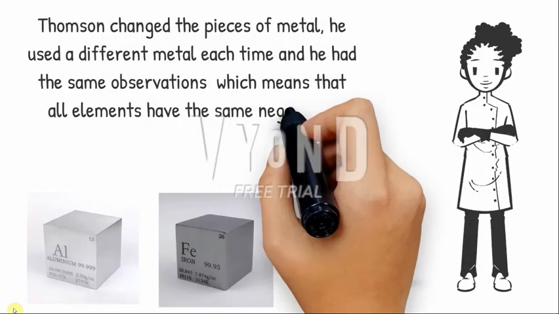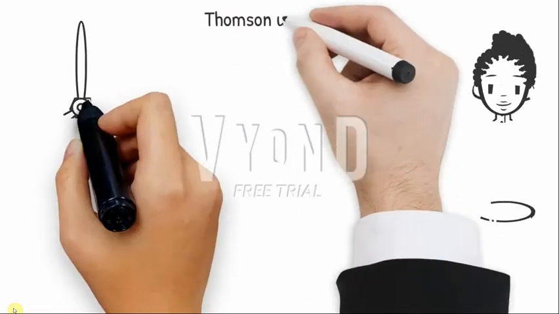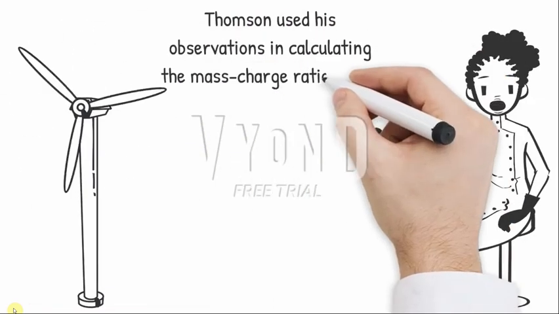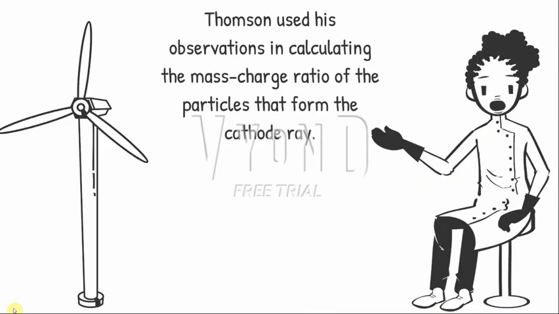Thomson changed the pieces of metal, the poles. He used a different metal each time, and he had the same observations, which means that all elements have the same negatively charged particles. All atoms have electrons. Thomson used his observations in calculating the mass-charge ratio of the particles that form the cathode ray.